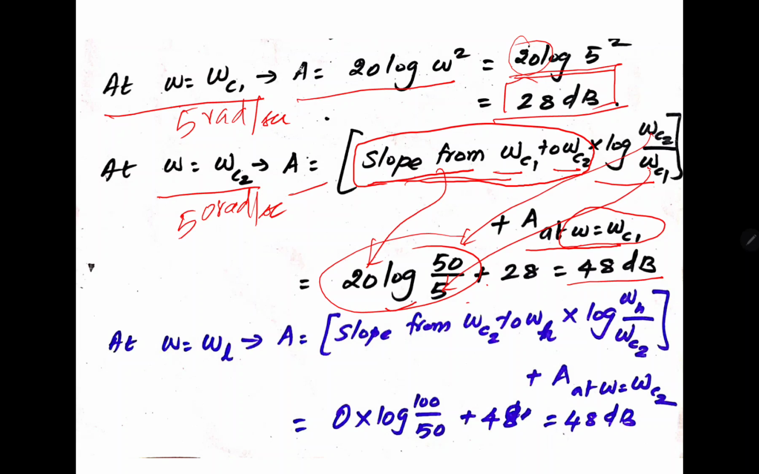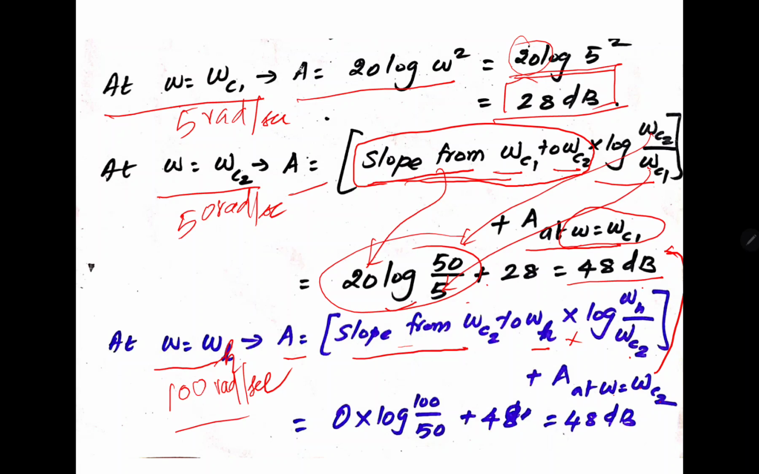Similarly, we have to find the gain at the high frequency, omega equal to omega h, which we considered as 100 radians per second. For that, we use the previous formula: A is equal to the slope from omega C2 to omega h times log of omega h by omega C2, plus the gain at omega equal to omega C2. This we have determined here as 48 dB. The slope is the one we have to calculate.